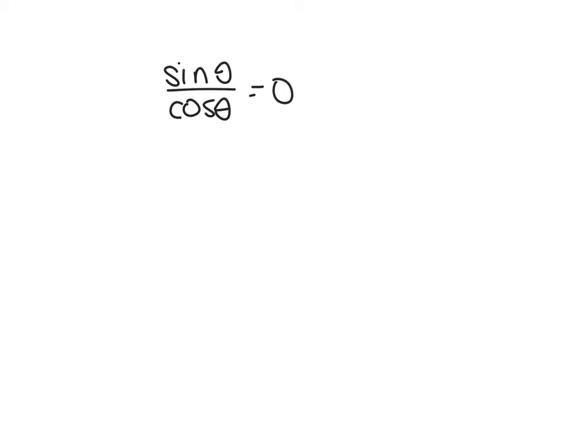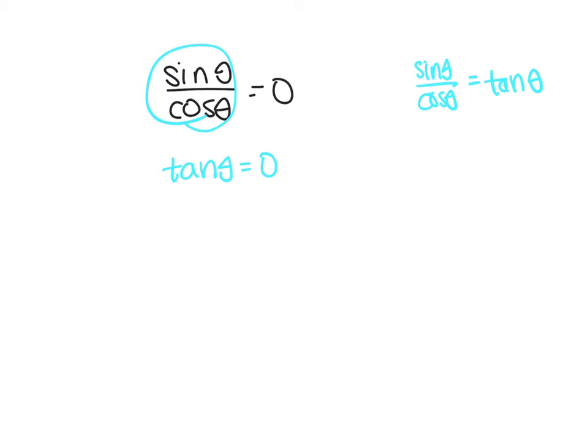Here's another example. We have sine theta over cosine of theta equals 0. Again, we have multiple trig functions in here. We can't isolate any of them at the moment. But knowing your trig identities, you want to recognize that sine of theta over cosine of theta is equal to tangent of theta. Again, that is just a true fact between all the connections involving trig. So we can replace sine over cosine with tangent. And now we're left with tangent of theta equals 0.